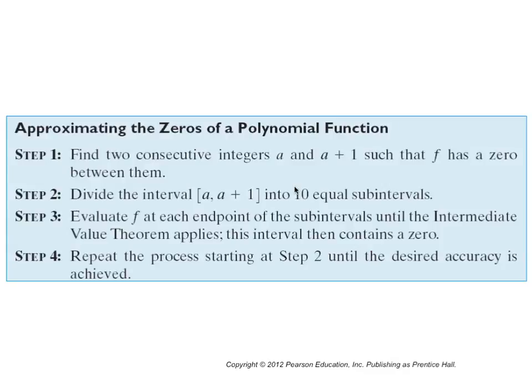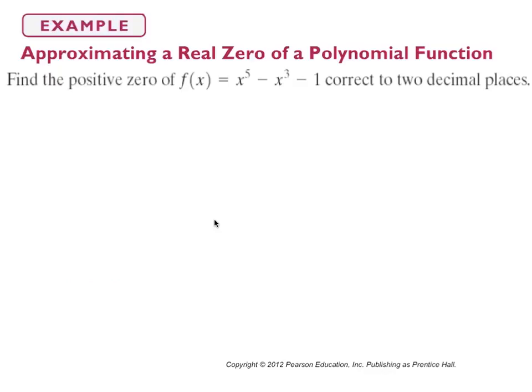Okay, if you want to approximate the zeros, you first find two integers so that you have a zero between them, and then you divide your interval into 10 equal subintervals. Evaluate f at each of the endpoints, and then find two values where the intermediate value theorem applies again, so something where the signs are different. One's positive, one's negative. Let's look at an example here.